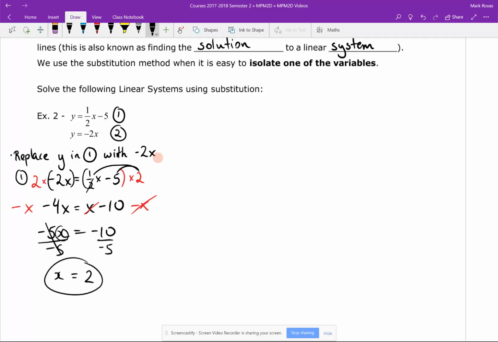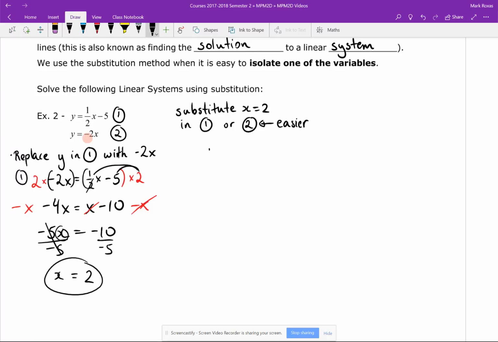Now I still need the value for y. So what you have to do is substitute this x value back into one of the equations. So substitute x equals 2 in either equation 1 or equation 2. Which one looks easier? Well, it looks like if I use equation 2, I only have one step to find my y value. So we're going to say here this is easier.